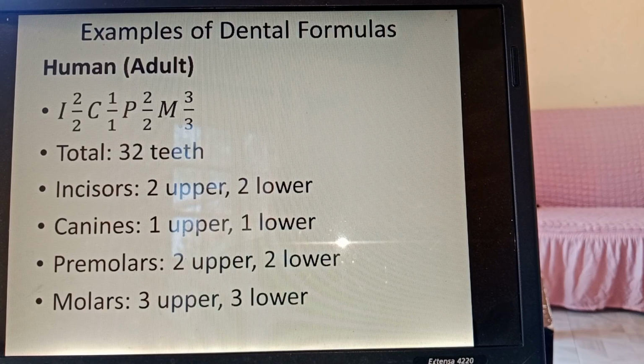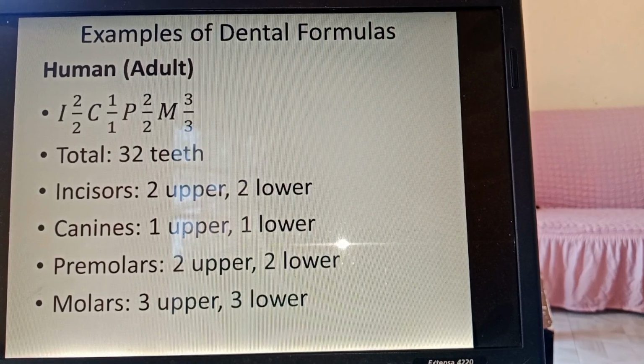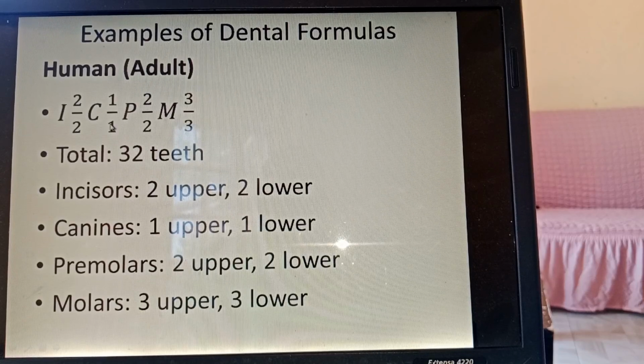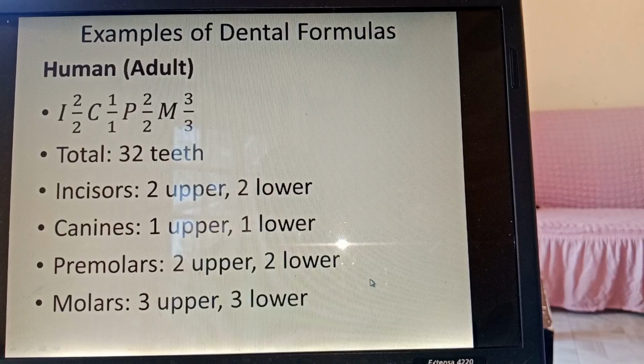It has 32 teeth. Incisors are 2 upper, 2 lower. Canines are 1 upper, 1 lower. Premolars are 2 upper, 2 lower. And the molars are 3 upper and 3 lower. Remember, this represents half of the mouth of the animal. So you have to multiply the total here by 2 to get the total number of teeth.